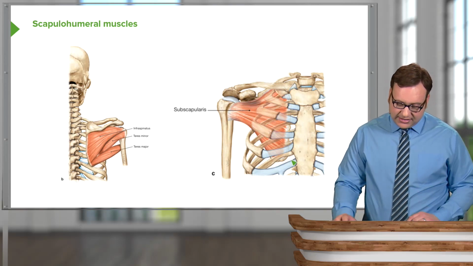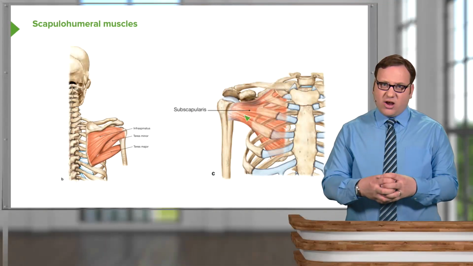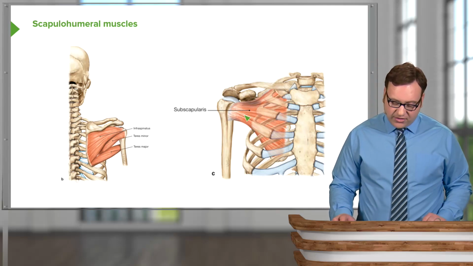Here we can see some of the rotator cuff muscles: infraspinatus, teres minor, and subscapularis. What we could add on to here is supraspinatus as well. And these are the four muscles that form this rotator cuff: supraspinatus, infraspinatus, teres minor, and subscapularis. And they form this cuff around the humerus, around the head of the humerus.